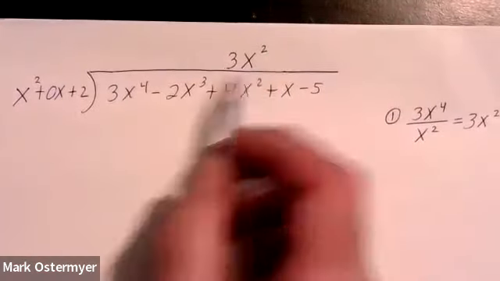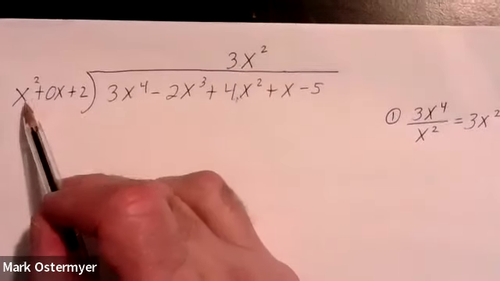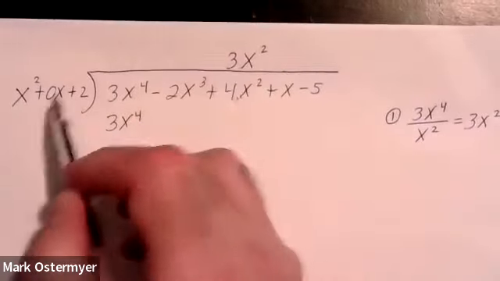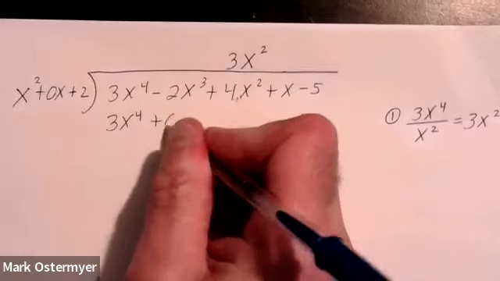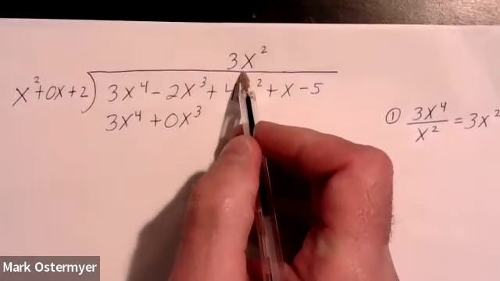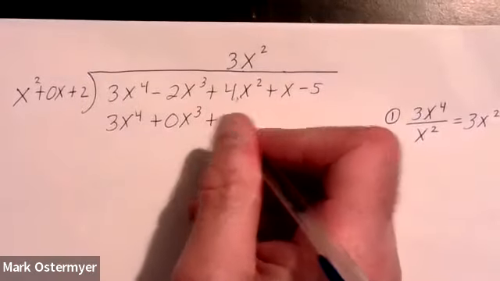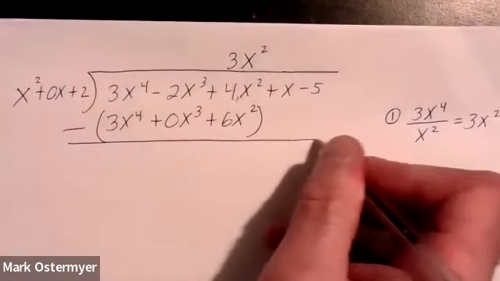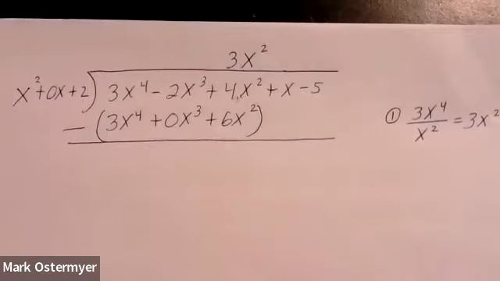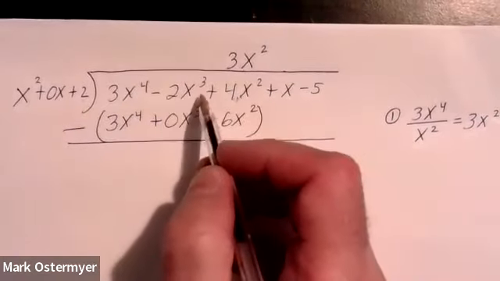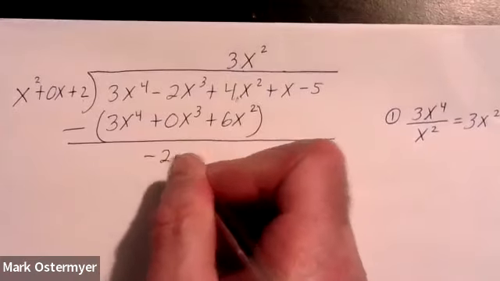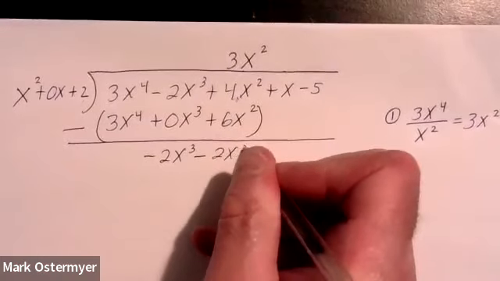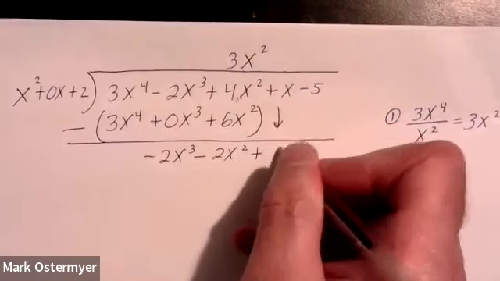I'm now going to take 3x squared and multiply it by my divisor. 3x squared times x squared gives me 3x to the fourth. 3x squared multiplied by 0x is going to be 0x cubed. 3x squared times 2 is plus 6x squared. And now we have to subtract off this whole polynomial. 3x to the fourth minus itself goes to 0. Negative 2x cubed subtract 0x cubed is minus 2x cubed. 4x squared subtract 6x squared is minus 2x squared. Bring down the next term as we set ourselves up for round 2 of division.